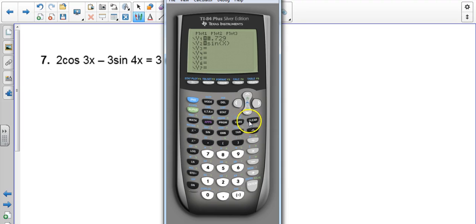Type this all in and see what crazy thing happens. 2 cosine of x. Oh, thank you. Cosine of 3x. Thank you for not letting me type the whole thing in wrong. Minus 3 sine 4x. All right, and then I'm going to go ahead and put the line y equals 3 in a different one. I don't know that I need to change my window. It'll probably go up off the top and bottom. I don't know. Just a tiny bit.